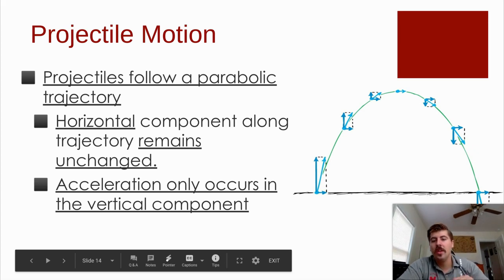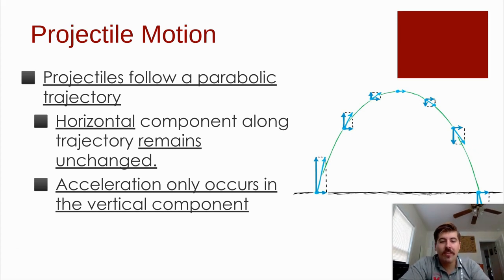For objects that are thrown, it's going to have a parabolic trajectory. So it's going to have that curved shape up there. The horizontal components along the trajectory are going to remain unchanged, so it's going to be the same speed throughout the whole thing. It's the vertical components that are going to be changed.